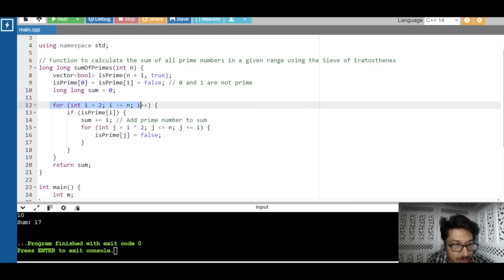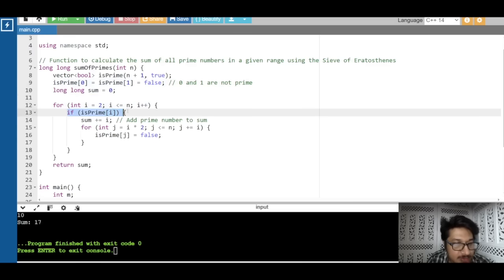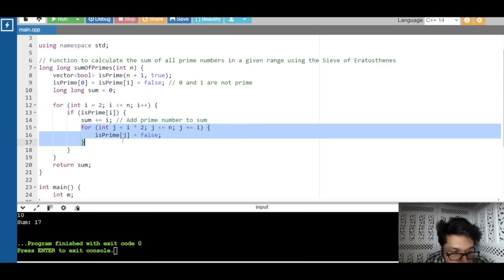Then we are going to take a loop from 2 to n. And if a number is prime, so 2 is prime, all the multiples of 2 will be marked as false. Because if something is a prime, all the multiples of it will be marked as false.